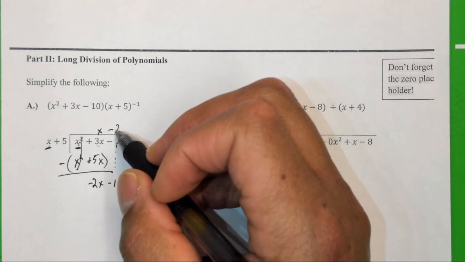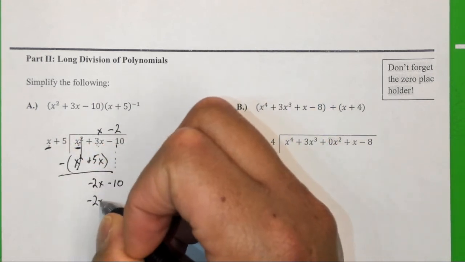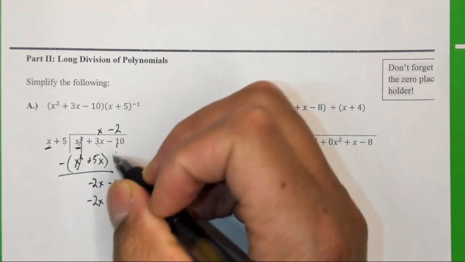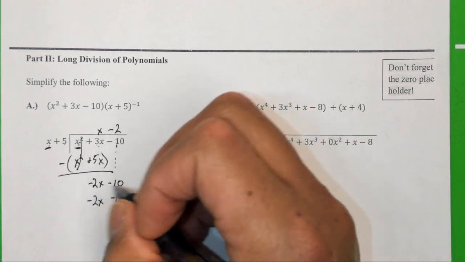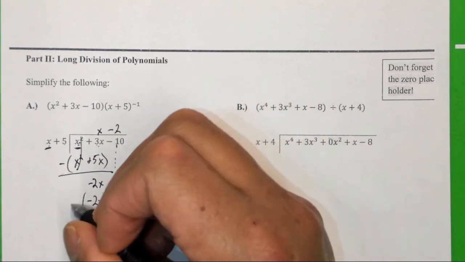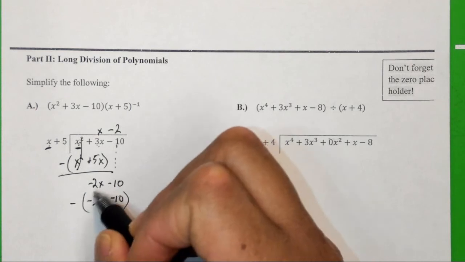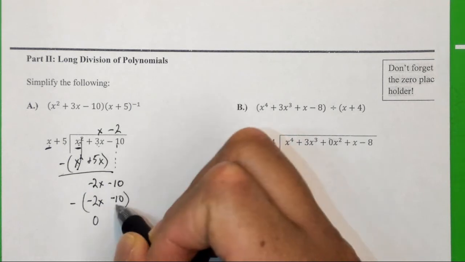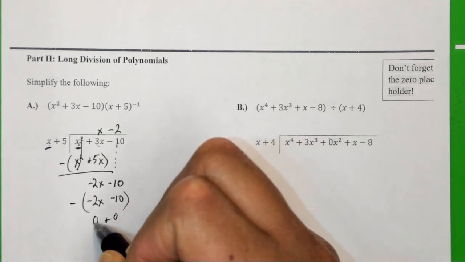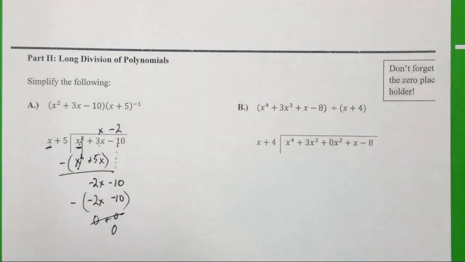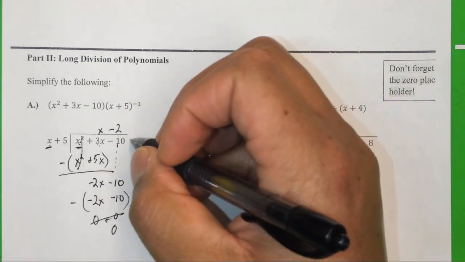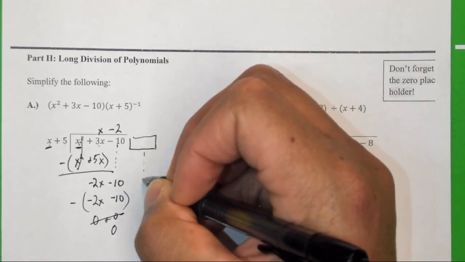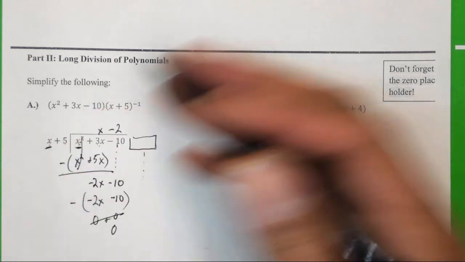Multiply it out. Negative 2 times x is negative 2x. Negative 2 times 5 is negative 10. And we will hope that once we do this last step, you'll notice these two guys are the same, which means if I subtract them, negative 2x minus negative 2x is 0. Negative 10 minus negative 10 is also 0. So this whole thing comes out to 0, which means I'm done. Okay? If I get down to this point where I've got nothing else over here to drop down, and I get a 0, then I'm completely done.